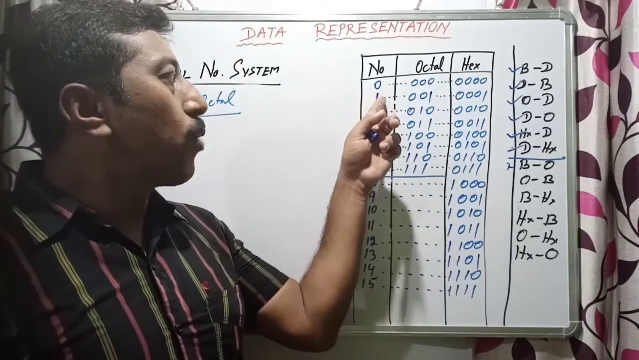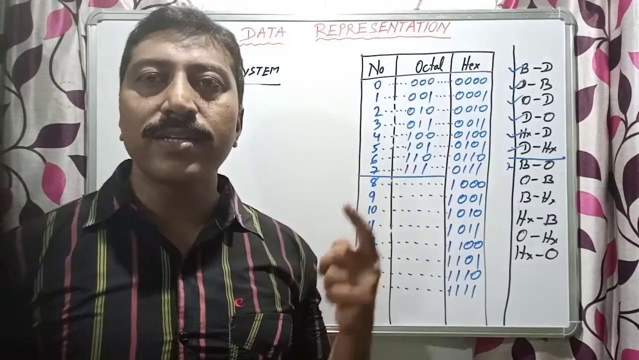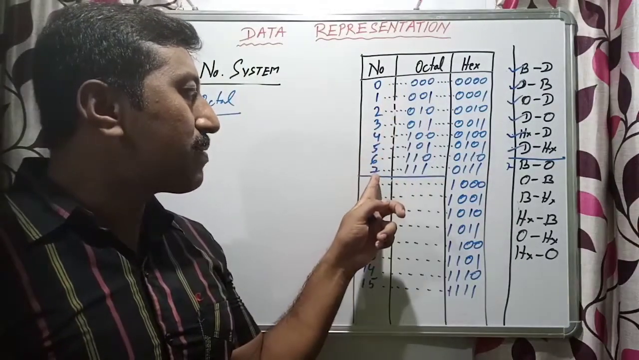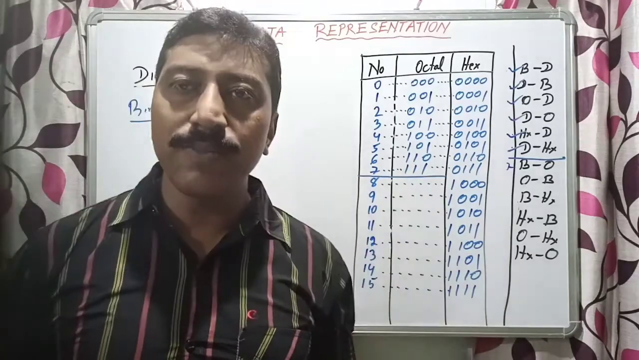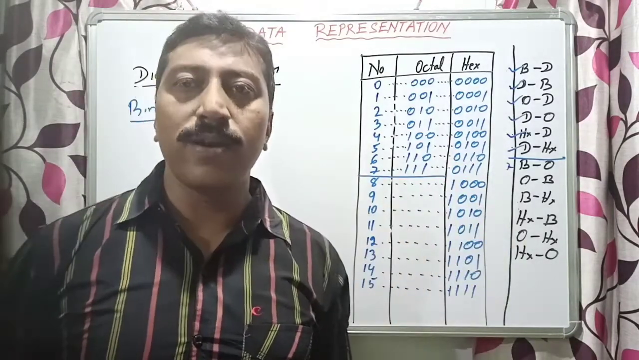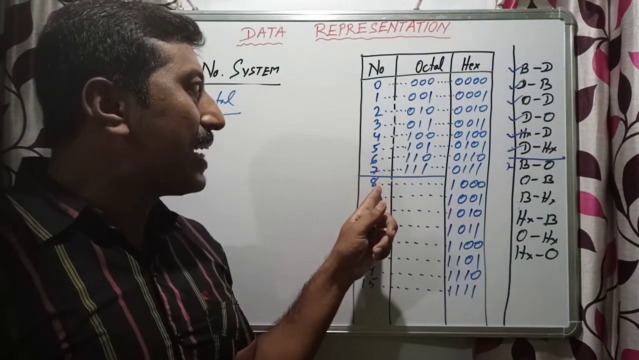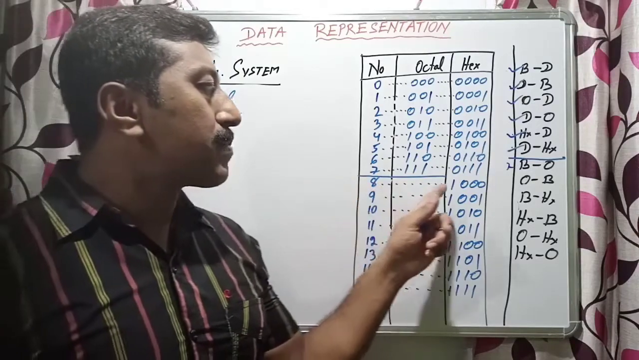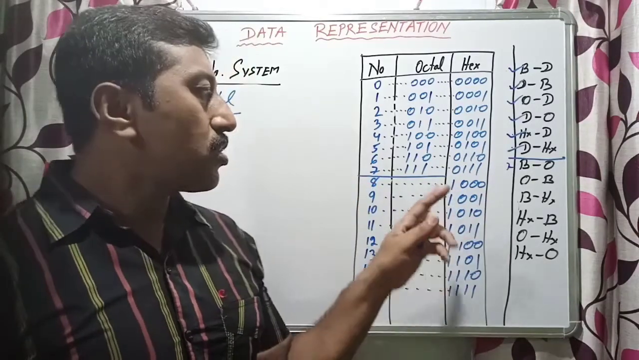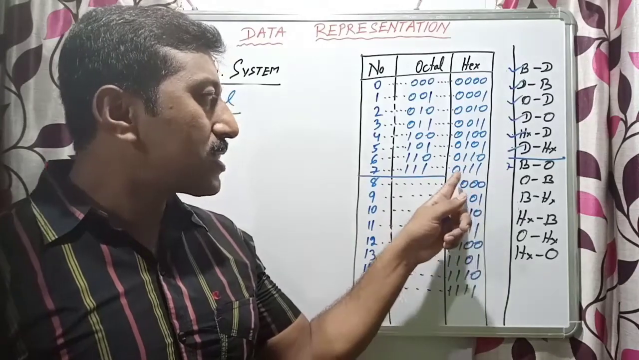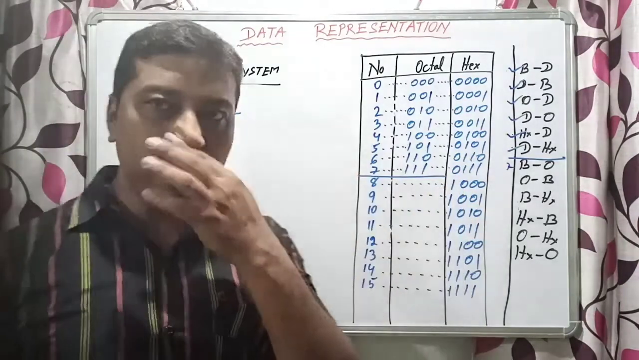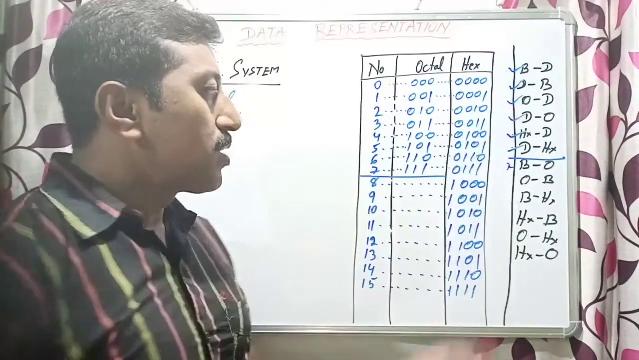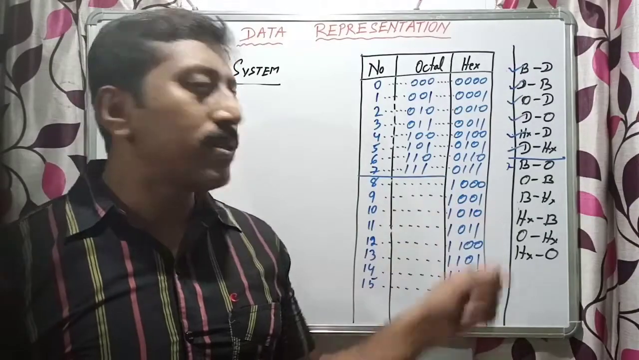In a similar way, 1 can be represented as 001 in octal, and 0001 in hexadecimal. Like that, 7 can be represented as 111 in octal because of 3 bits, but here we are taking 0111. After 7, 8 is coming, and 8 is not an octal number, it is a hexadecimal number. So 8 can be represented as 1000, because after 0111 the fourth digit will come as 1, and after that the rest will be 0. So 9 can be represented as 1001.